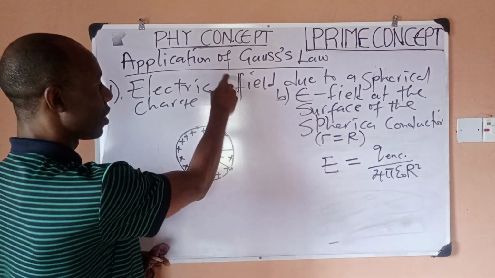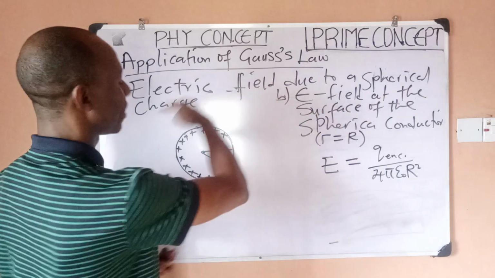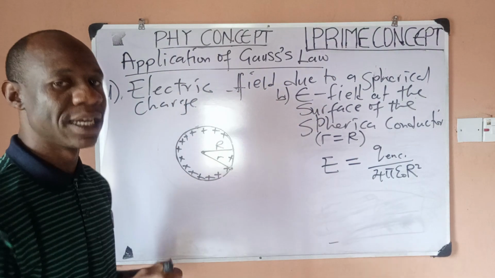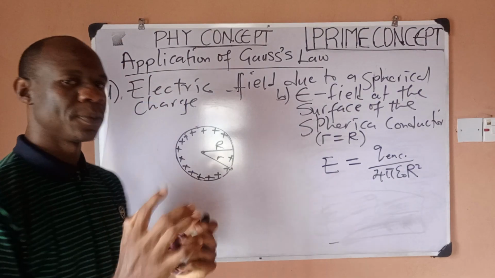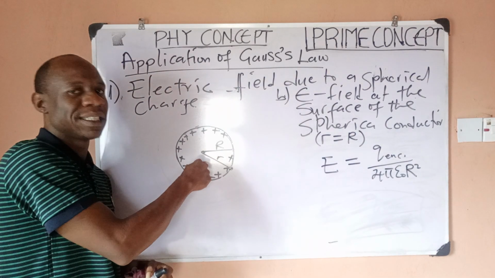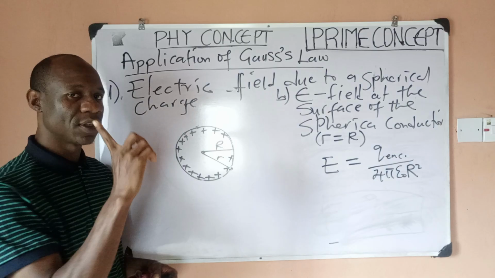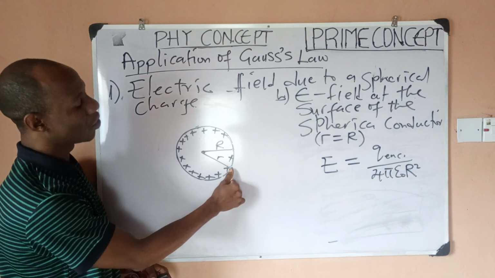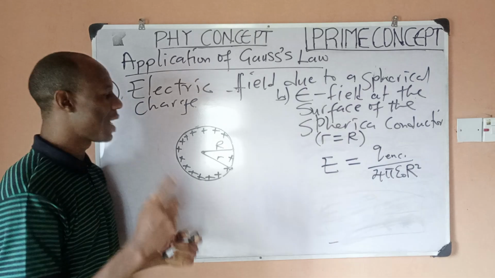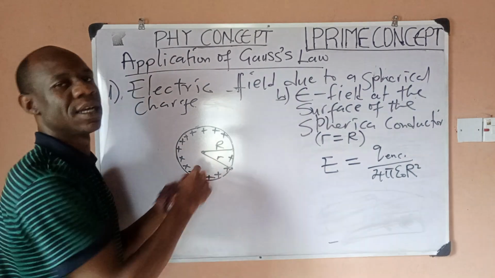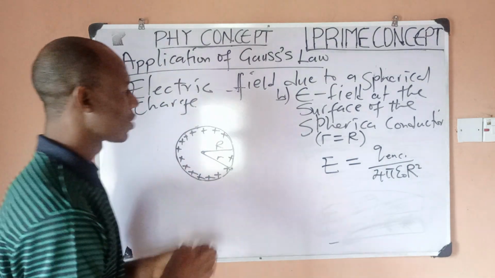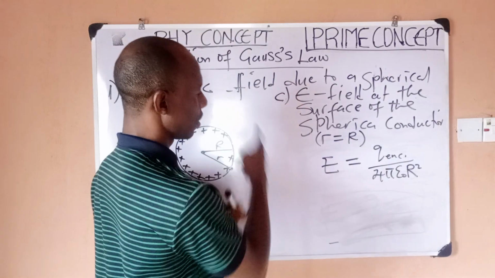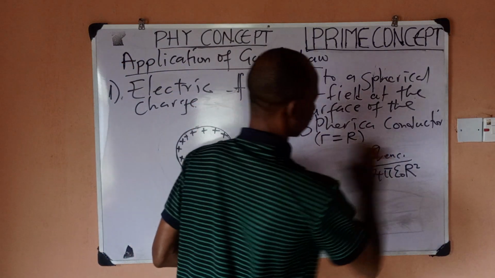Now the third one, still due to a spherical charge. The third position we want to consider is what will be the electric field at a point inside this spherical charge. We have considered first at the point outside, second at the point on the surface. Then the third one is at a point inside. What will be the electric field? So let's quickly consider that as our third application under this.